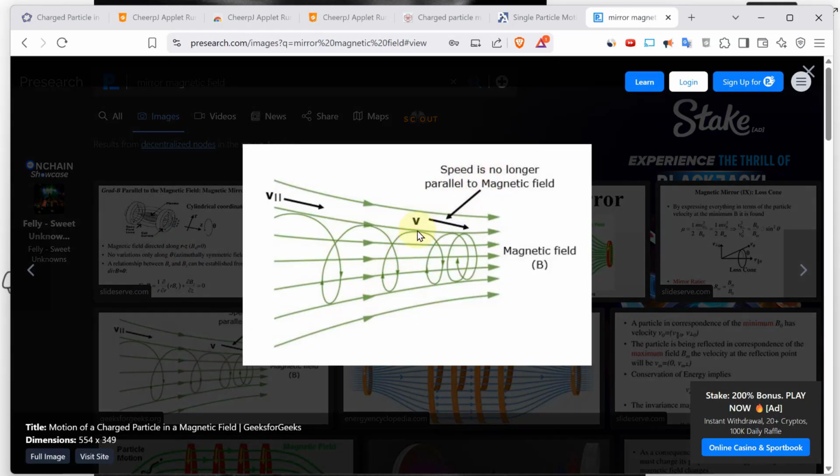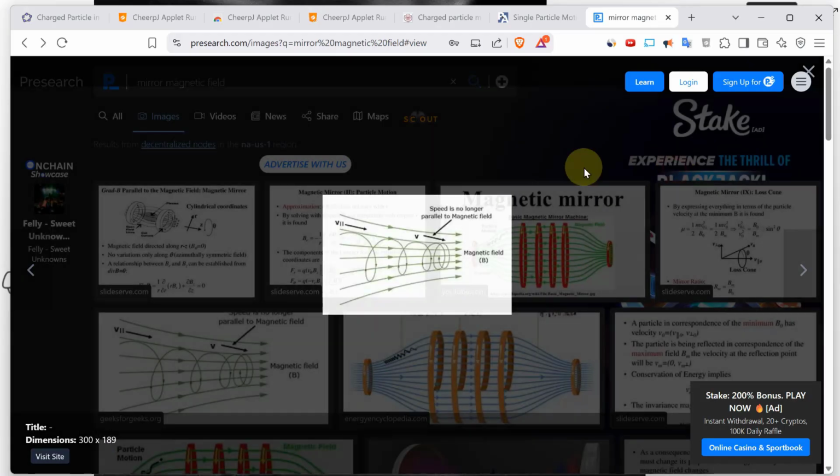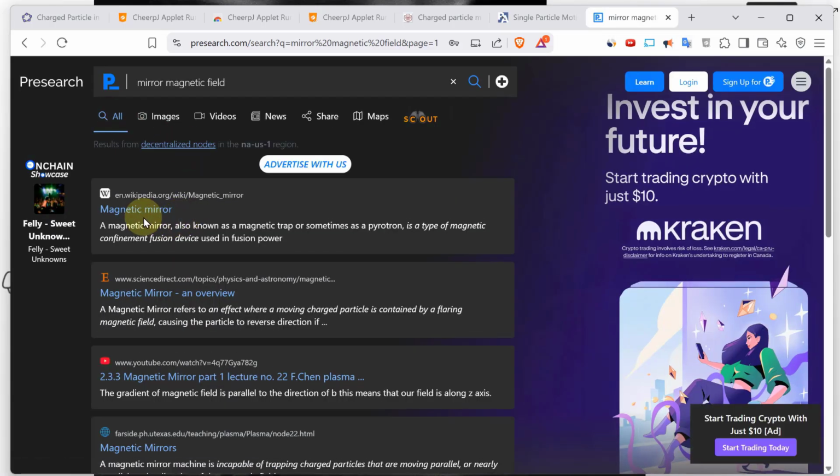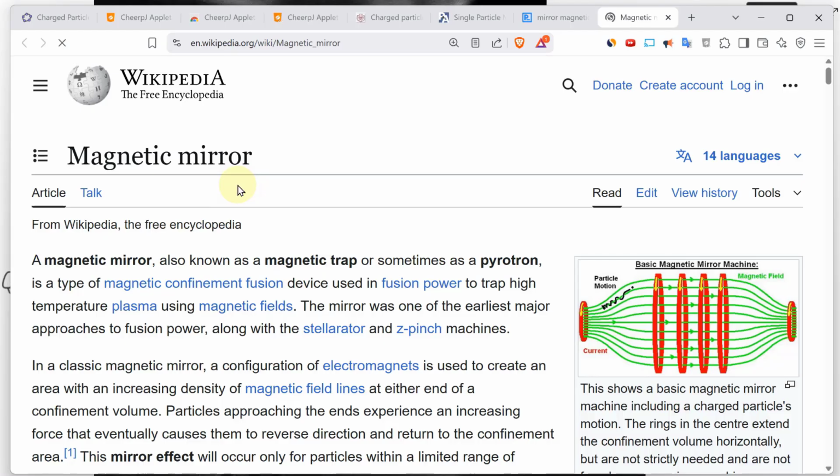So speed is no longer parallel to magnetic field. So it goes like this. Initially it's parallel, and then I think it's condensing here. So now it's not parallel. Now speed is no longer parallel, so it's condensing it. So that's amazing stuff there. So I think it does make it different, right? Let's go right here. Magnetic trap. Again, I've never heard about this.